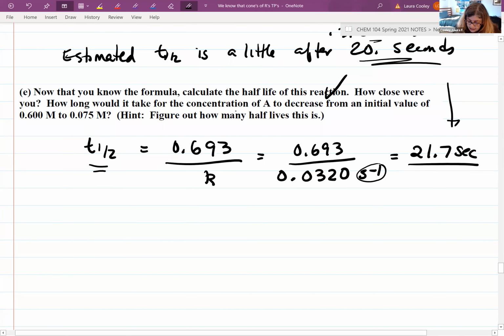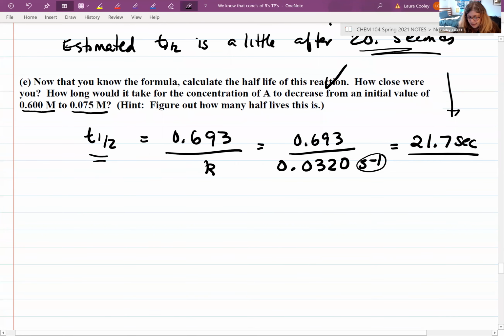How long would it take for the concentration of A to decrease from 0.6 molar to 0.075 molar? And it says, figure out how many half-lives this is. So to do that, you start by writing the initial concentration. Then I always do this. I put an arrow, and then I write what half of this is. What's half of 0.6? 0.3.